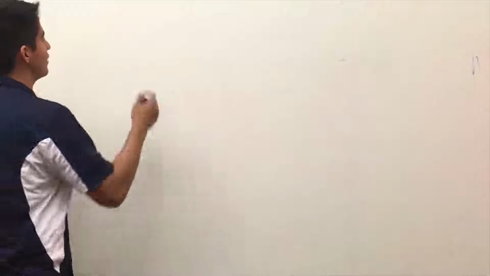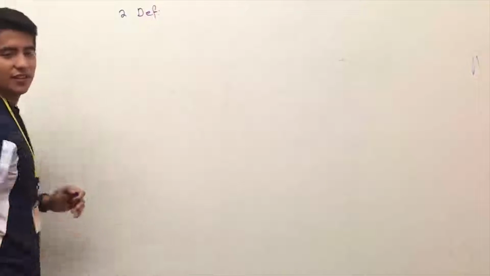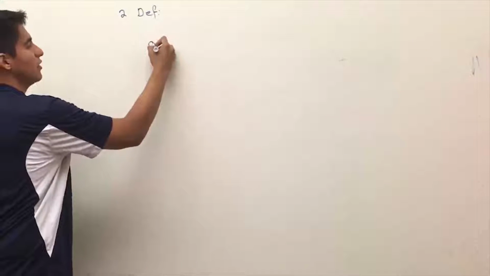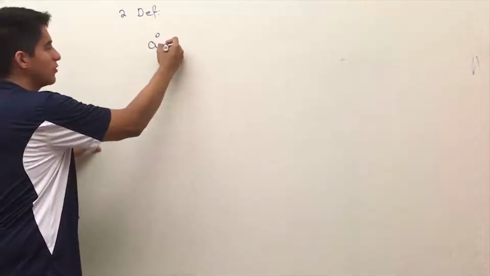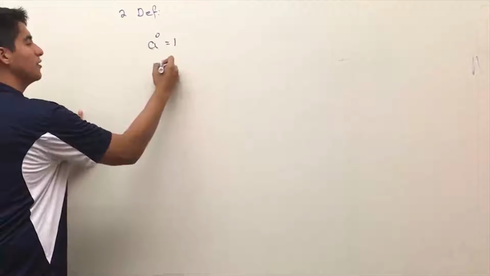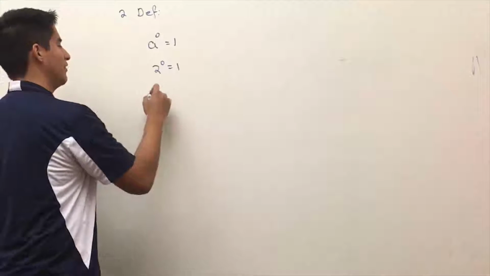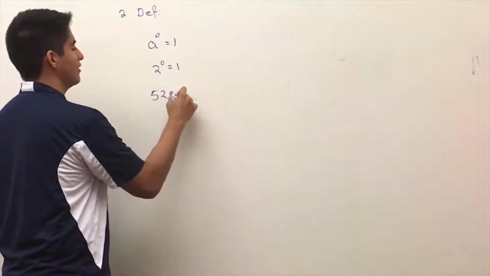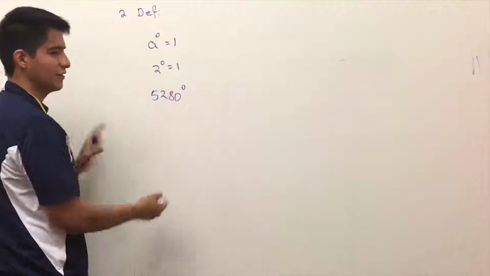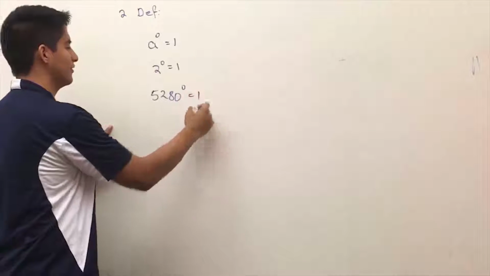Now on to the second definition. This definition states that any number to the 0 power is equal to 1. 2 to the 0 is equal to 1. Subsequently, 5,280 to the 0 is also equal to 1.